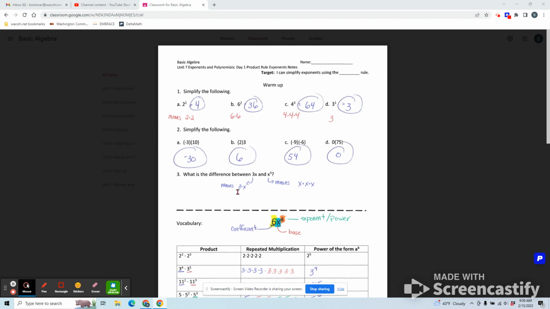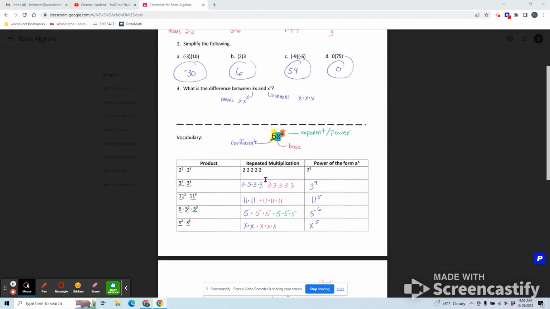Well, 3x is saying 3 times x, whereas x cubed is x times x times x. It's itself 3 times. So there was our warm-up getting us ready for what we're doing today.